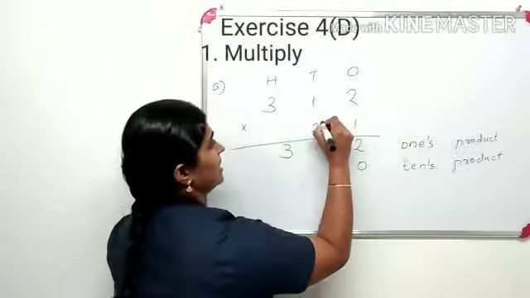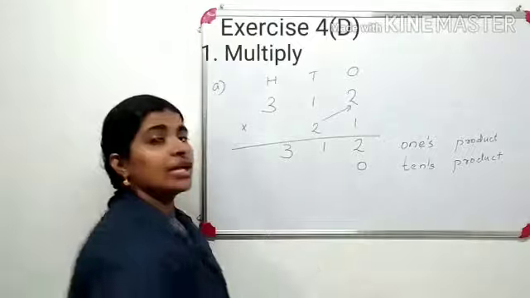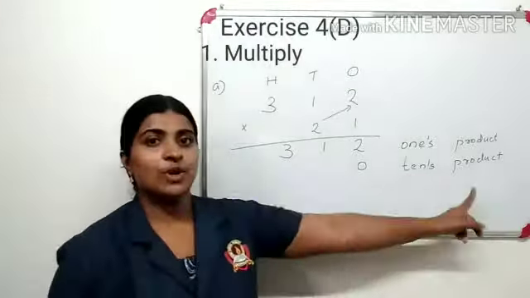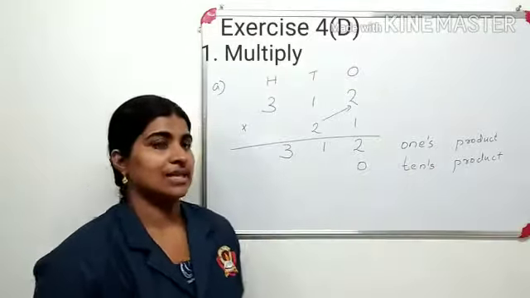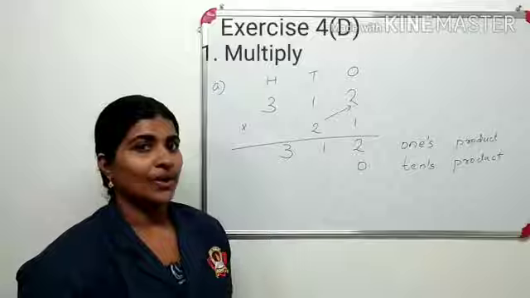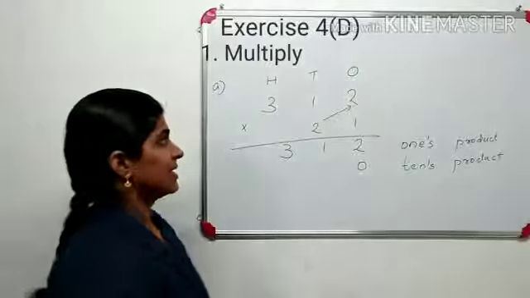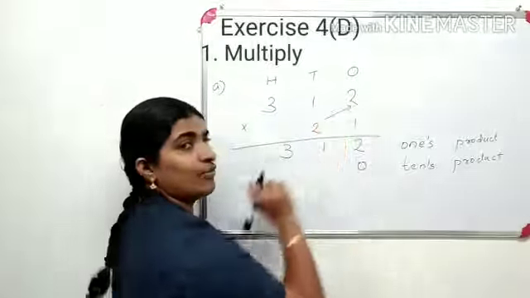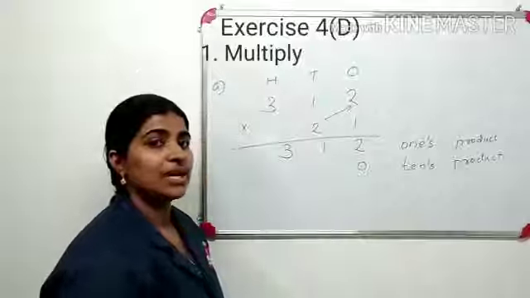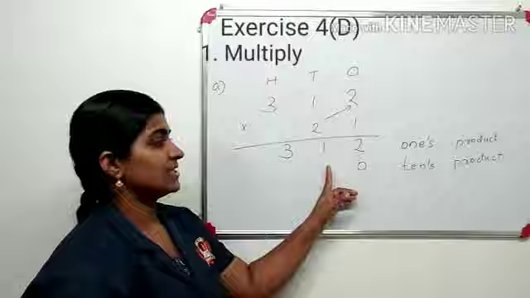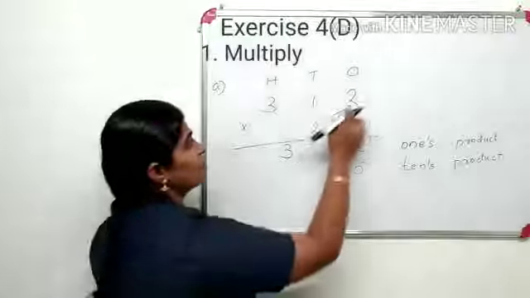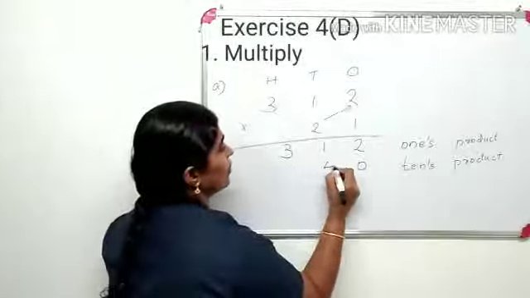Then we are starting our multiplication. Can you please find out the tens product? Then we will check whether your answer is correct. 2 twos are 4, and we write 4 in which place? Yes, we write this product in tens place. So 2 twos are 4.